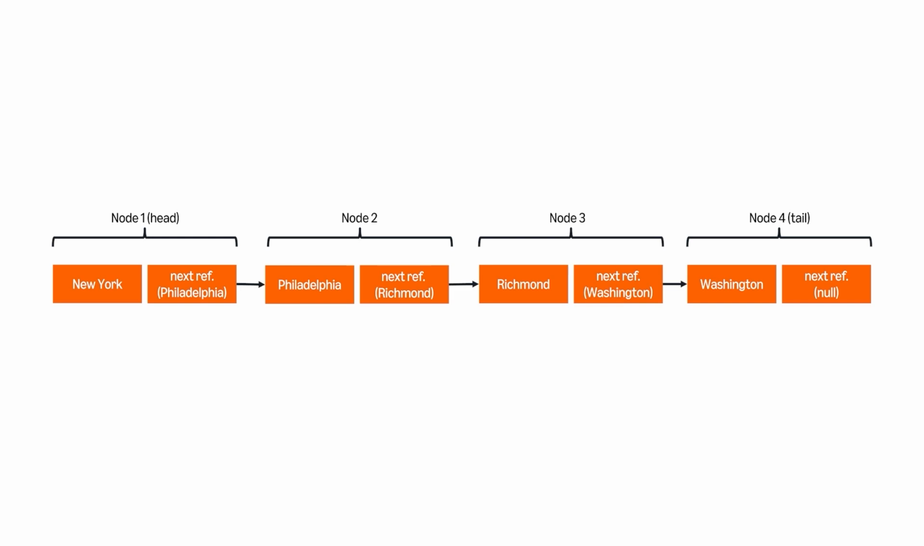Your journey now flows smoothly from New York to Richmond, adds a stop in Philadelphia, and continues to Washington without disrupting the other stops. In Java, adding a new node to a singly linked list involves updating the next reference of the preceding node to point to the new node, keeping the sequence intact while accommodating the change.